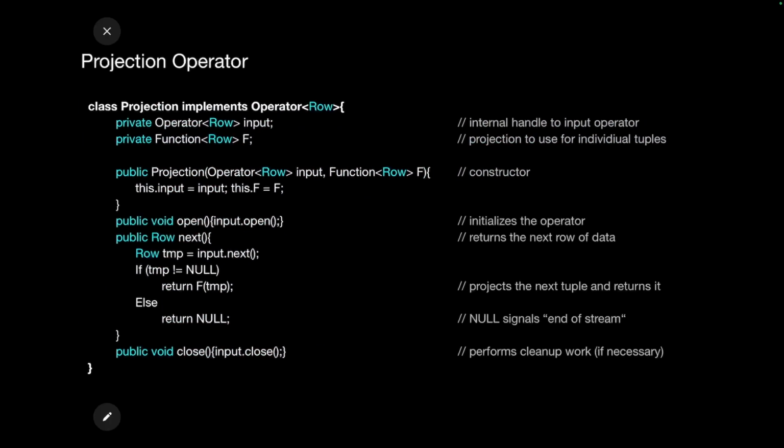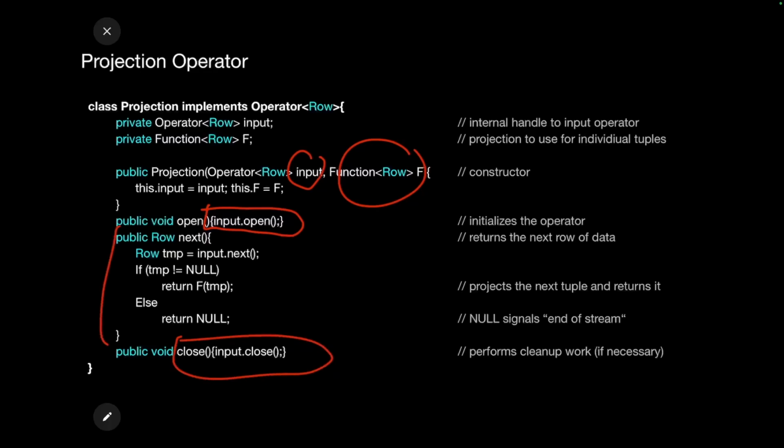Here's a projection operator, how this could be implemented. What you need is an input operator, that's a child operator, and a projection function. You see it here. Then you have the open method, which delegates the open down to the child operator. The same happens for the close. And here you call next on the input, on the child. In this implementation, you assume that if null is returned from the child, the child operator is exhausted. Then you stop and return null as well. That's a signal to the operator on top that it is exhausted. That's one way of doing it. But if it's not null, you return the projected tuple, where f is the projection function projecting the input row to something. That's all you have to do.